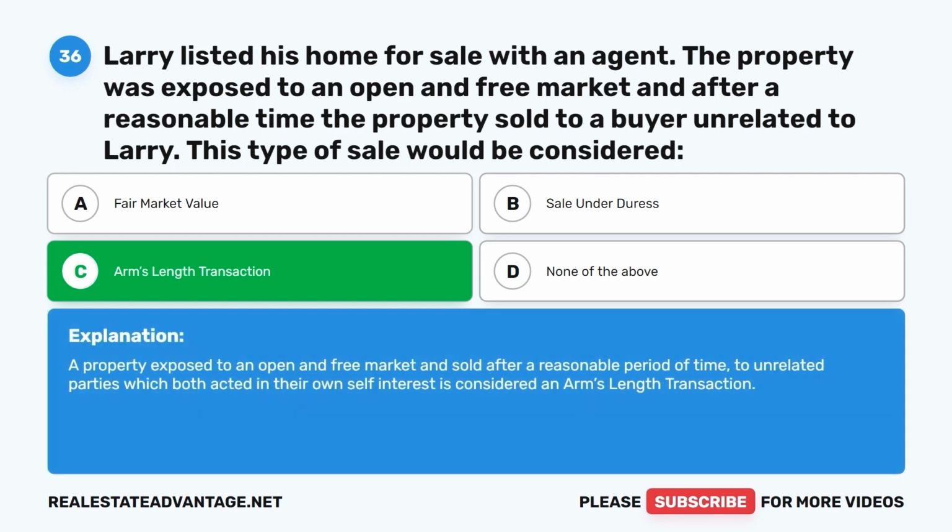A property exposed to an open and free market and sold after a reasonable period of time to unrelated parties, which both acted in their own self-interest, is considered an arm's length transaction.